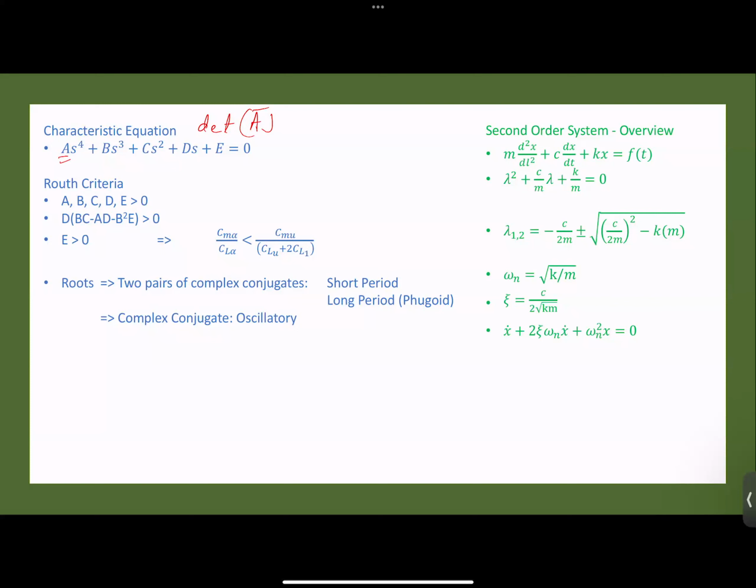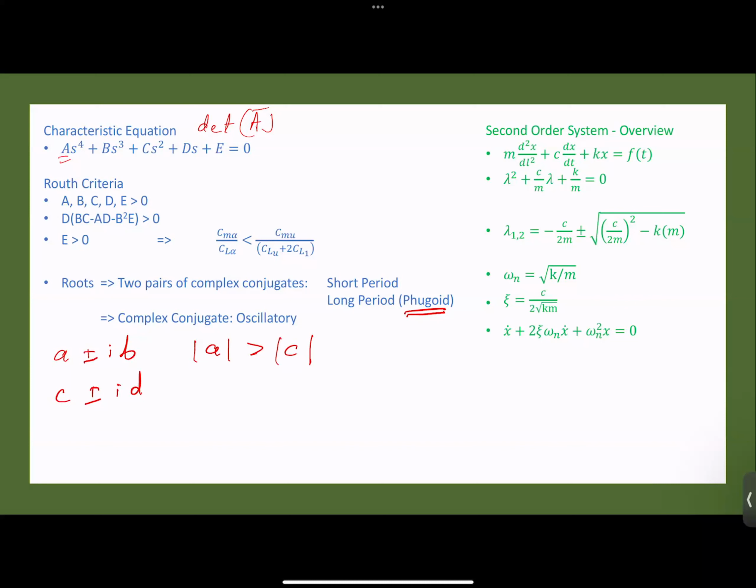Now, the nature of these roots is such that you have two distinct pairs of complex conjugate roots. These give you the short period and the long period modes. Long period is also called the phugoid mode. If your two complex conjugate roots are A plus or minus IB and C plus or minus ID, and the magnitude of A is greater than the magnitude of C, which one is the short period? Which one is the long period?